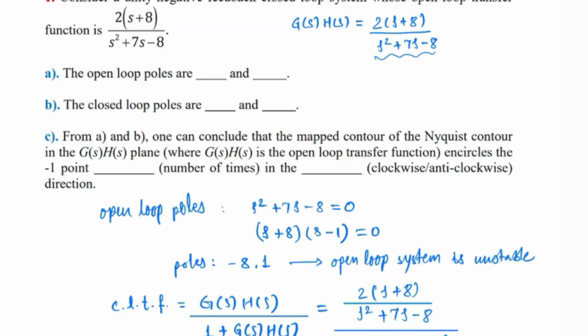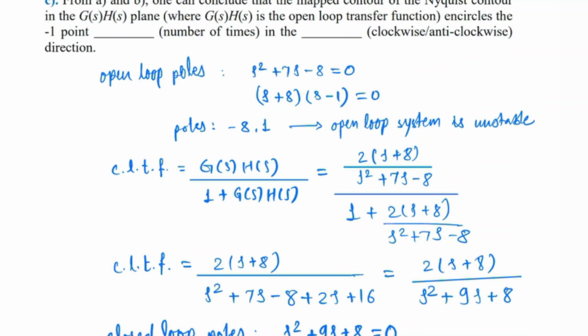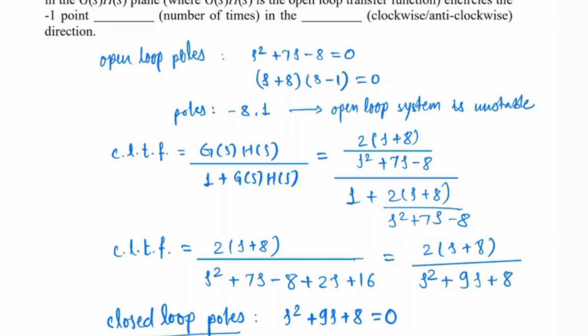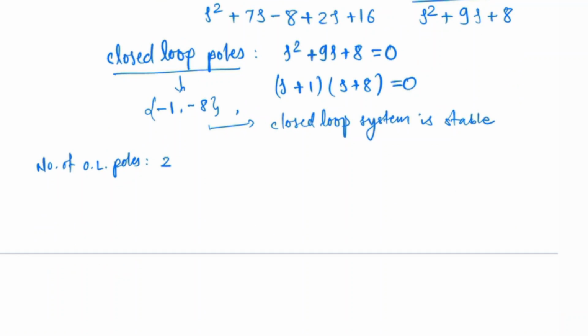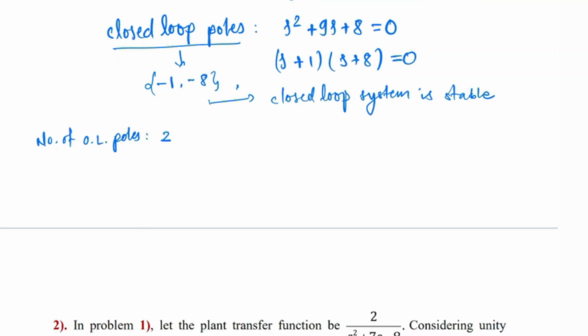So let's see, for this third part, we want to see the Nyquist contour in the GS plane, and we have to check how many times it encircles this minus 1 point. So the number of open loop poles are two, right? And of which one is in RHP.